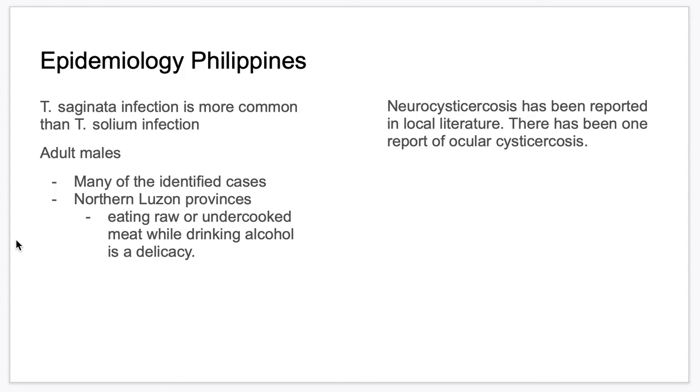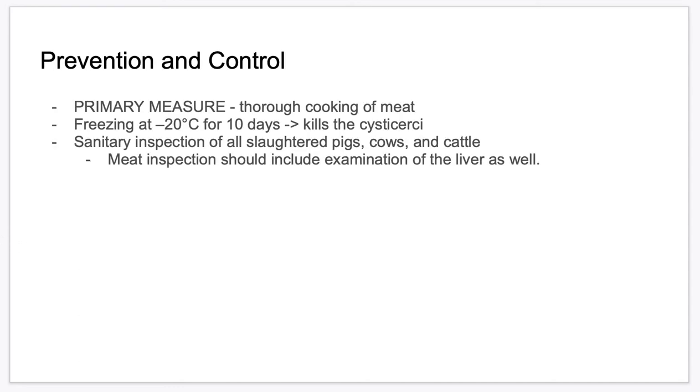In the Philippines, neurocysticercosis has been reported and there is one report of ocular cysticercosis. For prevention and control, the primary measure is to cook our meat properly. If we freeze it at negative 20 degrees Celsius for 10 days, this will kill the cysticerci. That's why it's important that there is sanitary inspection of all slaughtered pigs, cows, and cattle, and meat inspection should include the liver as well.